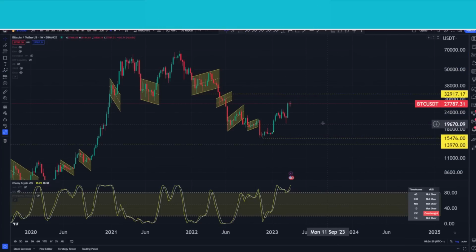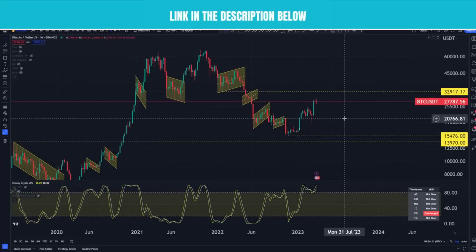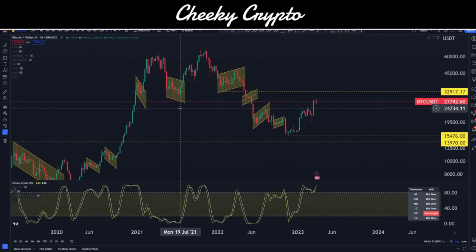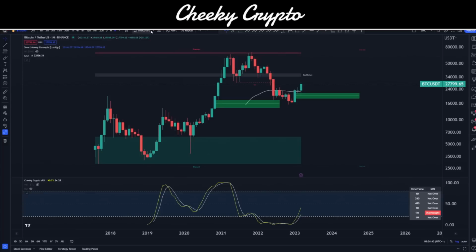So I want to be a little bit cautious with that. But what we're going to do is jump down into smart money concepts on the monthly time frame, and then take a look at the key areas in terms of support and resistance on the monthly time frame. So let's jump in here.